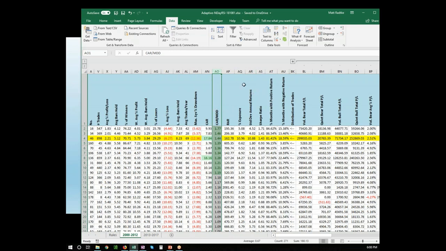So, for example, standard deviation of annual returns and Sharpe ratio and the percentage of months with positive and negative returns. All of those are things that I calculated myself in my CBT.